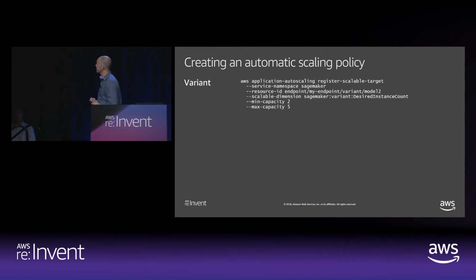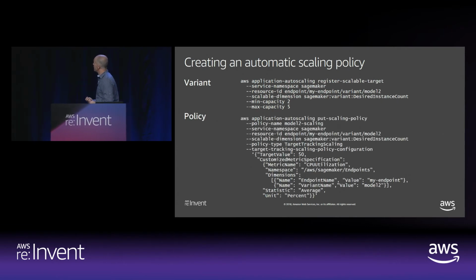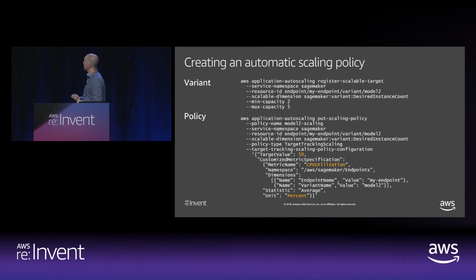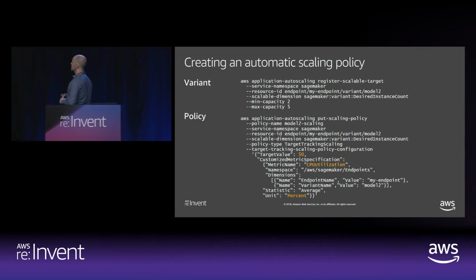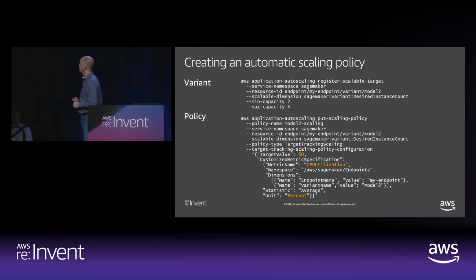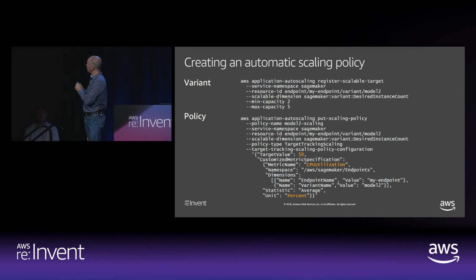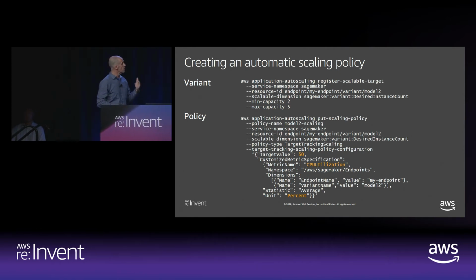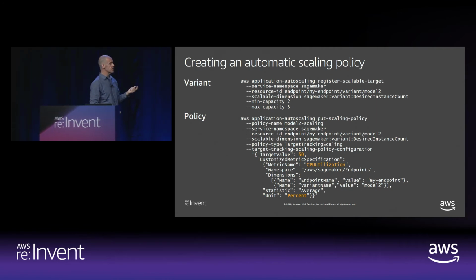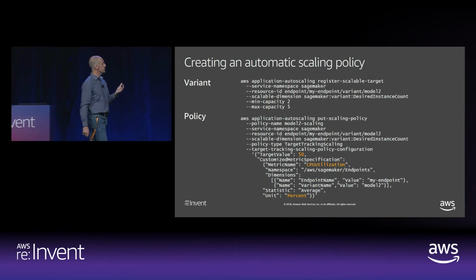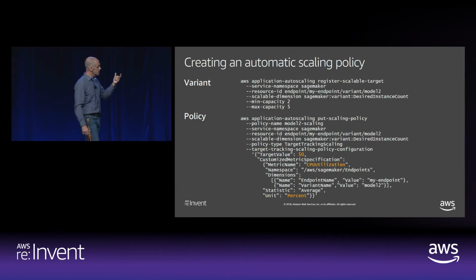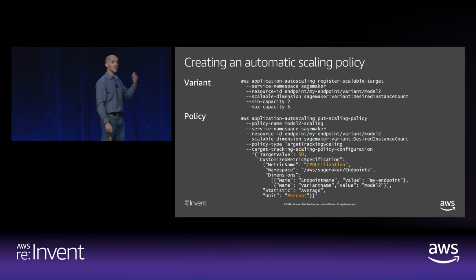So you can create automatic scaling policies that start on that index, in this case on CPU utilization. Here we're saying, I'm going to register my endpoint, which is called endpoint, which is part of SageMaker, with the application auto scaling within AWS. And I'm going to say that what I want to change is the desired instance count, and it has to go between 2 and 5.